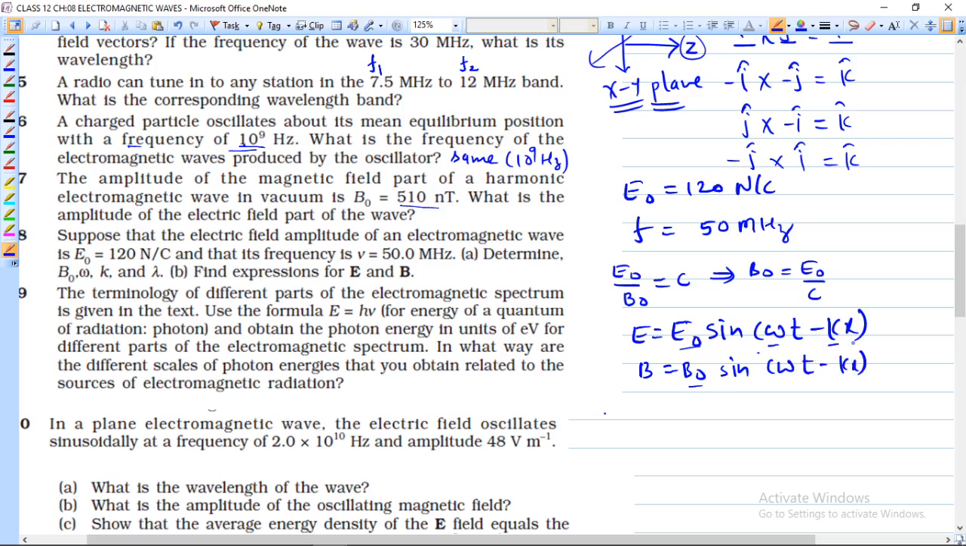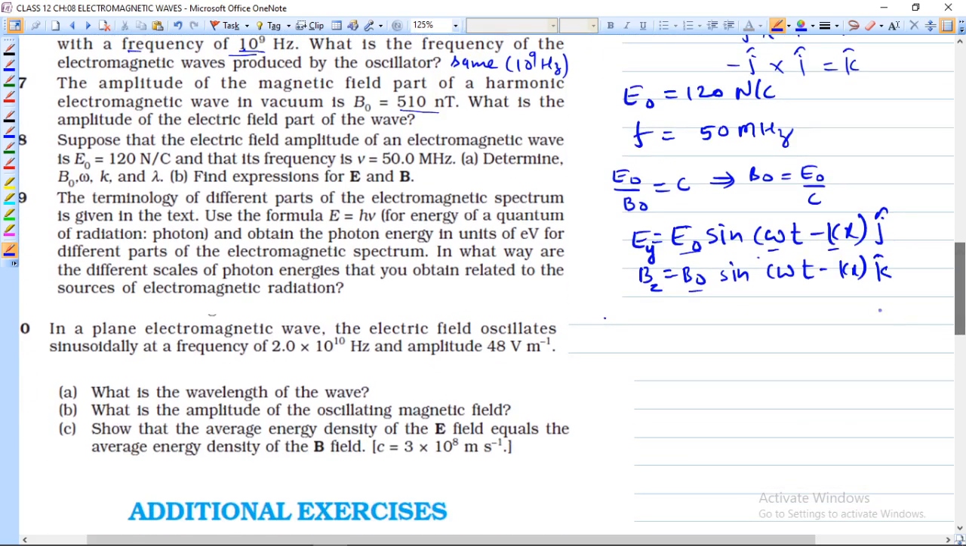Okay, the wave is traveling in the x direction. So suppose the electric field is in the y direction, so here j cap, and the magnetic field will be in the z direction, so k cap. Okay. The wave is traveling in the positive x direction. How do we come to know that? Through the minus kx. Okay. Fine.